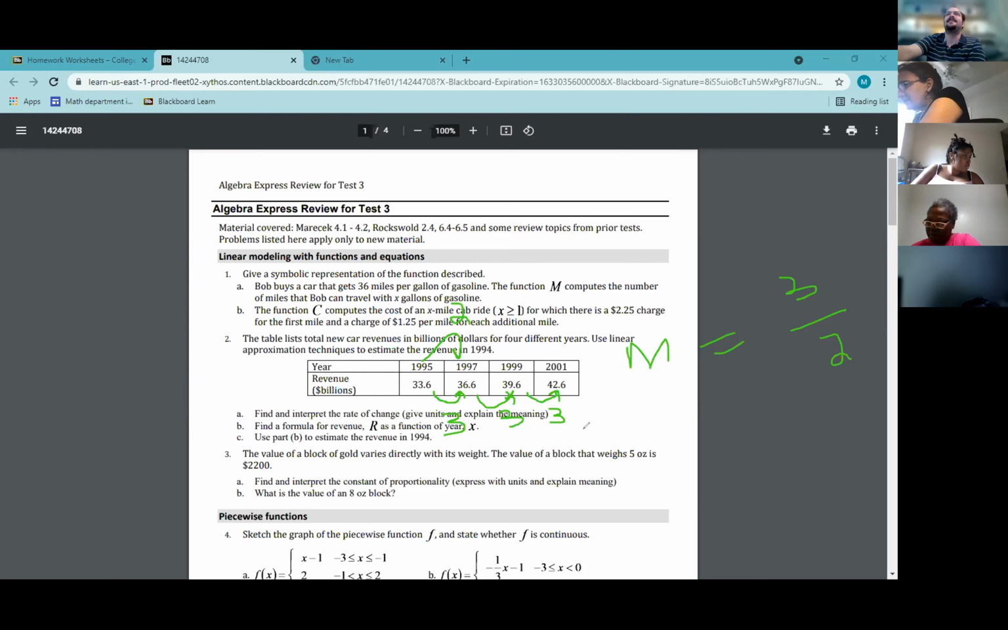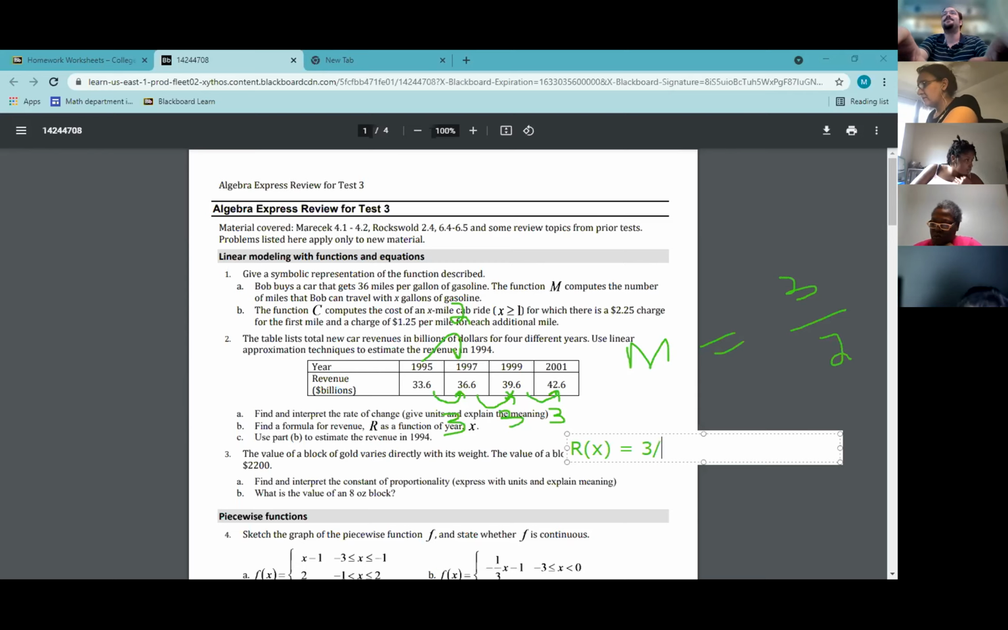This is another one of those things. They're doing years since 95, I believe, right? Yes. If we want to find the formula, we need to pick 2 points in the table. We need to know the slope and we need to know the intercept. We just found the slope was 3 over 2, and that's the thing that's attached to the x. And the intercept is what, 33.6? Yes, because I think I just put in the points.